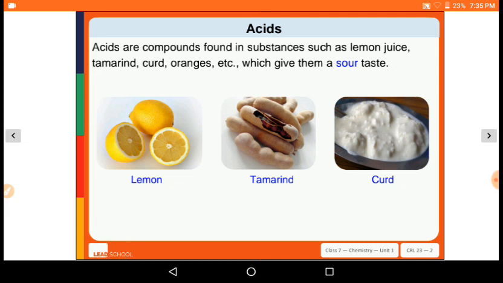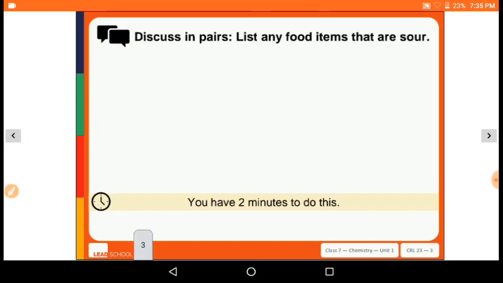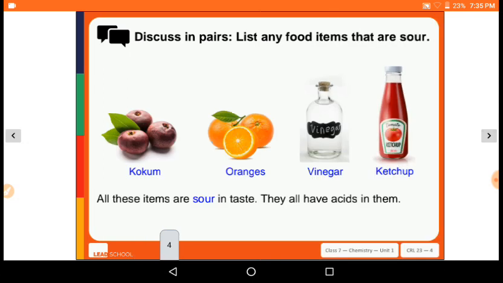So the first thing is that it has a sour taste. Lemon, tamarind, which is imli, curd, which is dahi, all these things give us a sour taste. So that means acids have a sour taste. List any food items that are sour. We can write kokum, oranges, vinegar, ketchup. All these items are sour in taste. They all have acids in them.